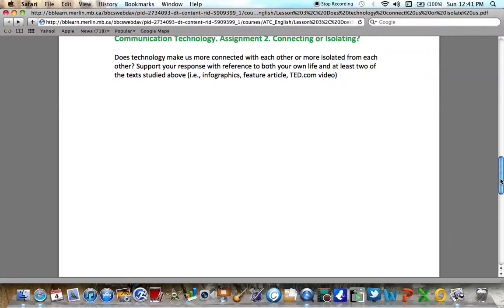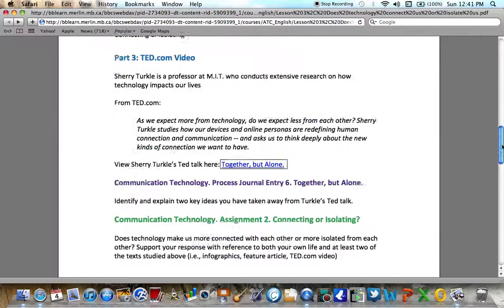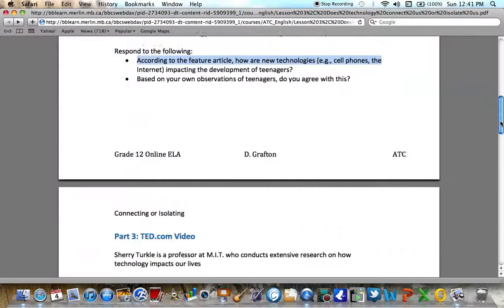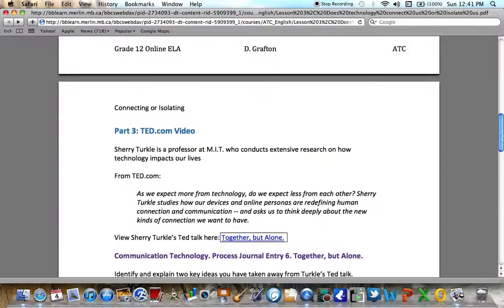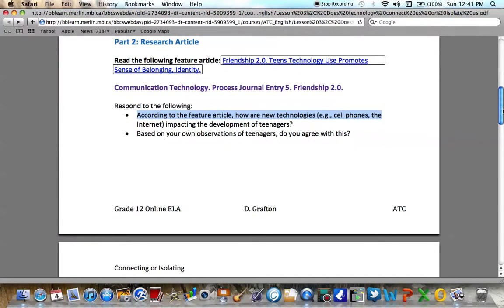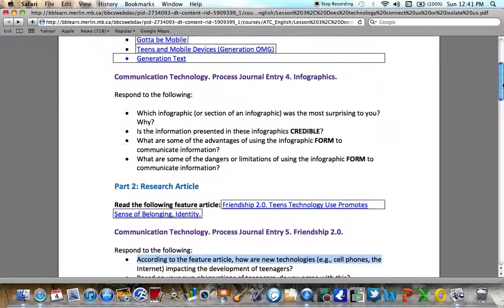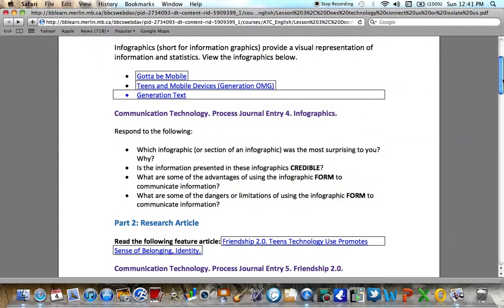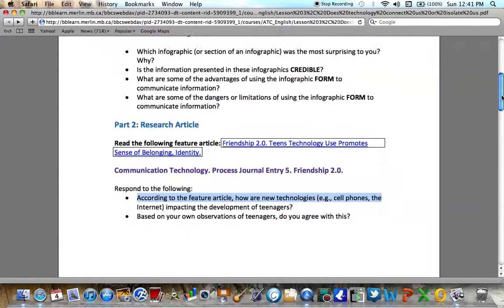Okay, so read the question closely. You need to write about your own observations and your personal opinions on the issue. And you also need to write about at least 2 of the texts studied in the lesson. So that could be the TED.com video, the feature article, or the infographics. You have to reference at least 2 of those in your response.